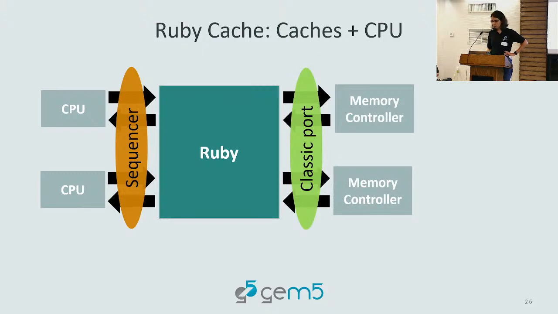Why do you have two memory controllers instead of one memory controller? Oh, you can have as many memory controllers as you want. Oh, so this is not a shared thing. You can have different memory controllers and connect them to your Ruby, or to your directory more specifically, through dedicated response and request ports.